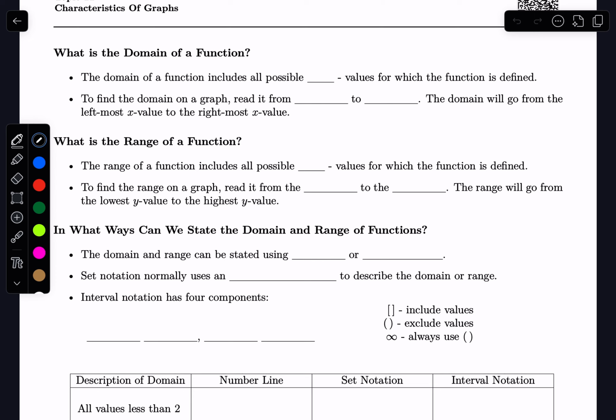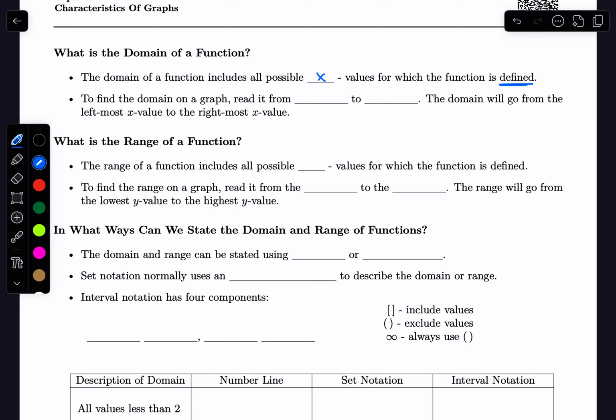So first things first, what is the domain of a function? The domain of a function includes all possible x values for which the function is defined, meaning that there is an output. For example, if we define a function as 1 over x, you're not allowed to plug in 0 because 1 over 0 is not defined. But any value for which it is defined is in the domain.